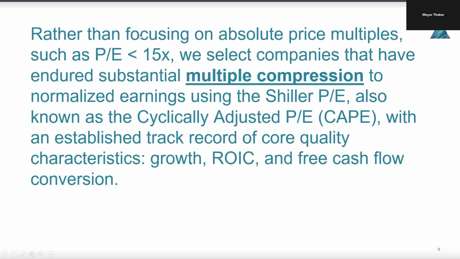So again, rather than focusing on absolute price multiples, such as just picking stocks with a PE less than 15, for example, which is what a lot of value-oriented equity strategies do, we select companies that have endured substantial multiple compression to normalized earnings.